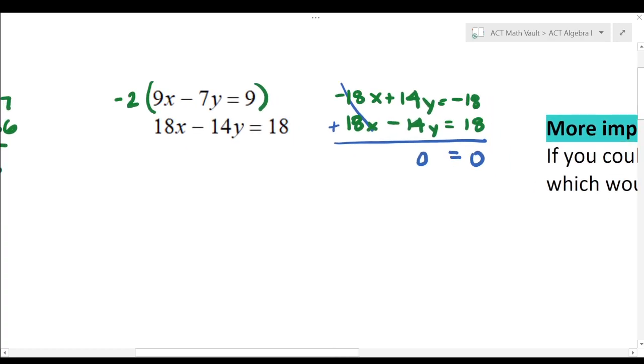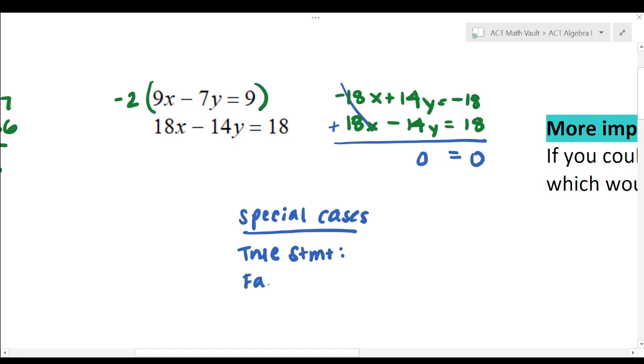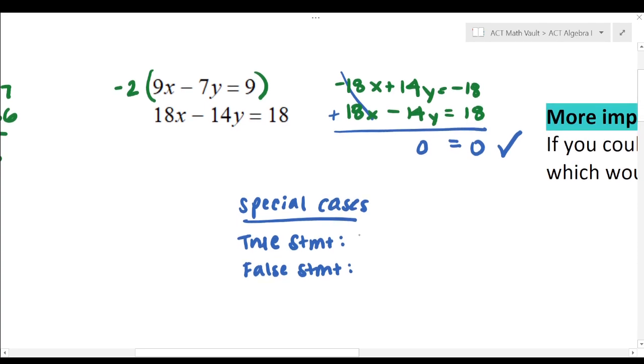So for special cases, let's write this down here. Special cases. If it's a true statement versus a false statement, this is a true statement. 0 does equal 0. True. That conclusion then will be all real numbers, or it's infinitely many solutions. We'll say infinitely many solutions.